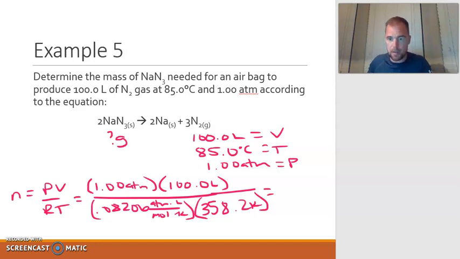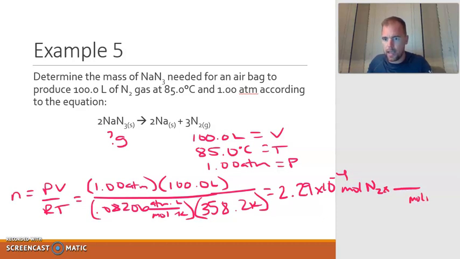All right, calculating all of that. I end up getting my number of moles is 2.29 times 10 to the negative fourth moles of nitrogen. Next is my mole ratio. I want to get out of moles of nitrogen into moles of sodium azide. And that is a 3 to 2 ratio. So 3 moles of nitrogen to 2 moles of sodium azide. Okay, finally, and I am running out of space, I apologize. I'm going to finish that down here.